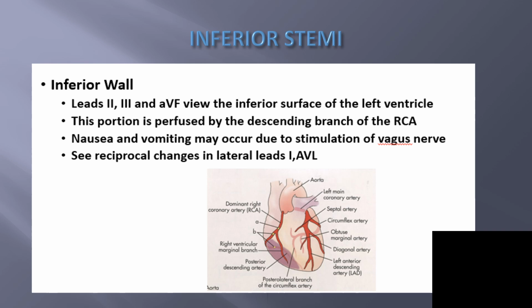First, let's talk about inferior STEMIs. This is a STEMI where the inferior wall is damaged. You will see in leads 2, 3, and AVF view of the inferior surface of the left ventricle. This portion is perfused by the descending branch of the RCA, and the patient will display nausea and vomiting, possibly due to the overstimulation of the vagus nerve. You will see reciprocal changes in the lateral leads of 1 and AVL.